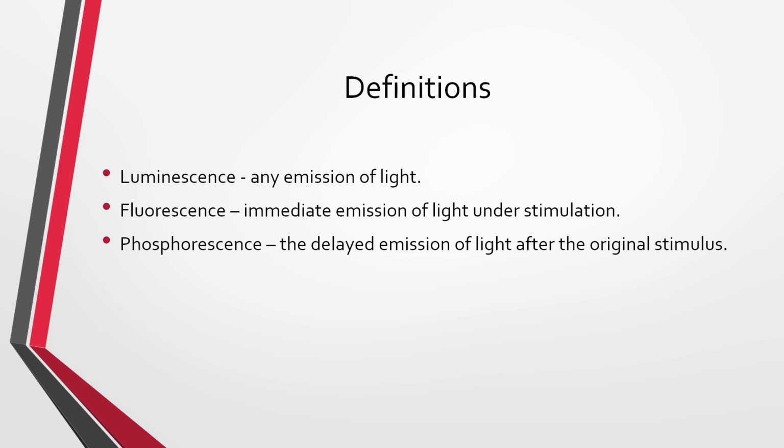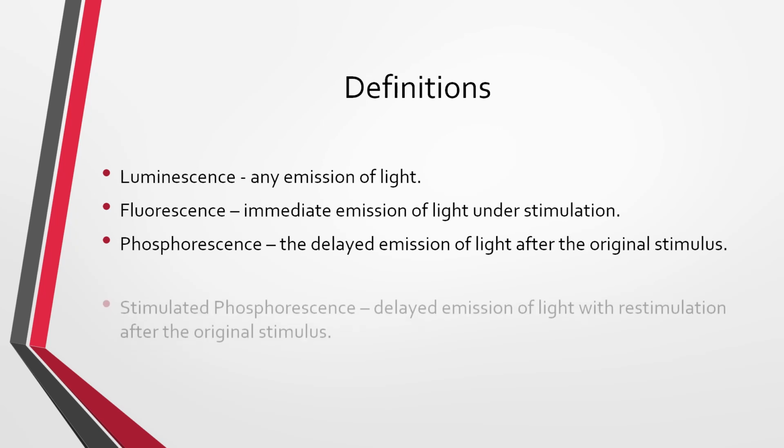Phosphorescence is the delayed emission of light after the original stimulus, so something that is glow in the dark. If you have a glow in the dark phone case or badge or whatever it happens to be, you put it under light, so it's received a stimulus from the light, and then you put it in the dark, and now it's emitting light itself. So that's the delayed emission of light after the original stimulus, which is phosphorescence.